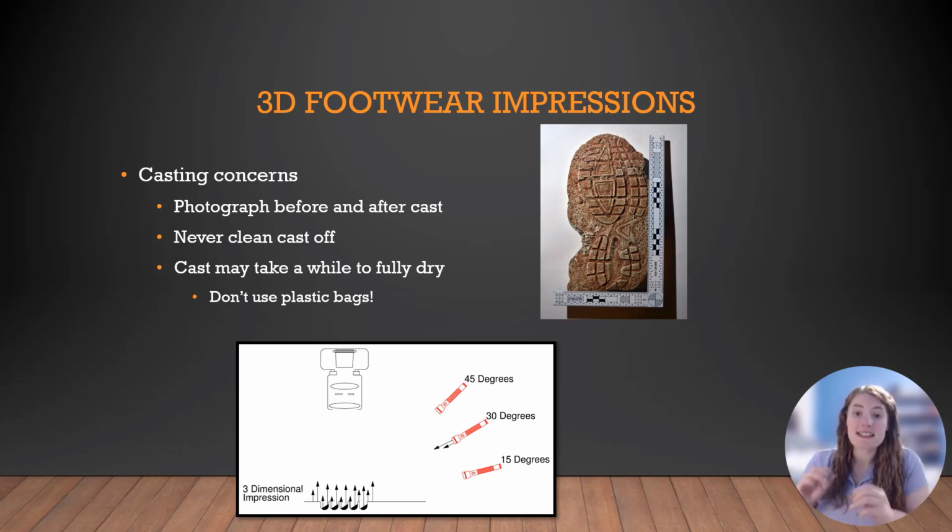Casting materials can take several hours or longer to fully set, depending on the environmental conditions. Handling a cast too soon can cause cracking or warping of the cast, and that can compromise ridge detail or tread patterns. Plastic bags should never be used for cast storage because they trap moisture and that can cause softening of the cast or create mold growth. Instead, casts should be stored in breathable paper bags or boxes to maintain their structural integrity.